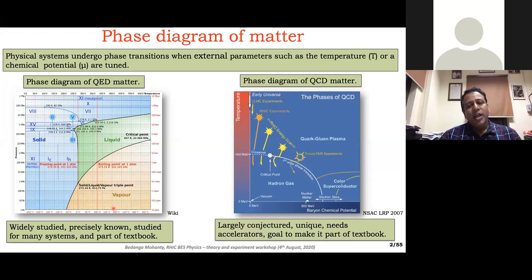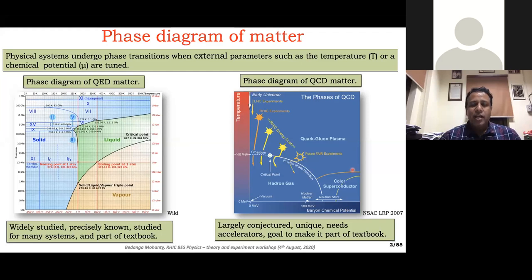And what we are trying to do is to study the phase diagram of QCD matter. QCD is quantum chromodynamics, the theory of strong interaction, another one of the 4 fundamental interactions in nature. This phase diagram, which is temperature as a function of baryonic chemical potential, is largely conjectured.